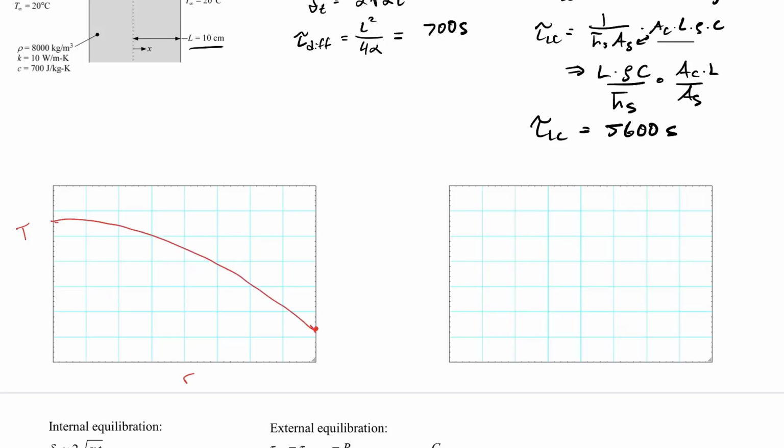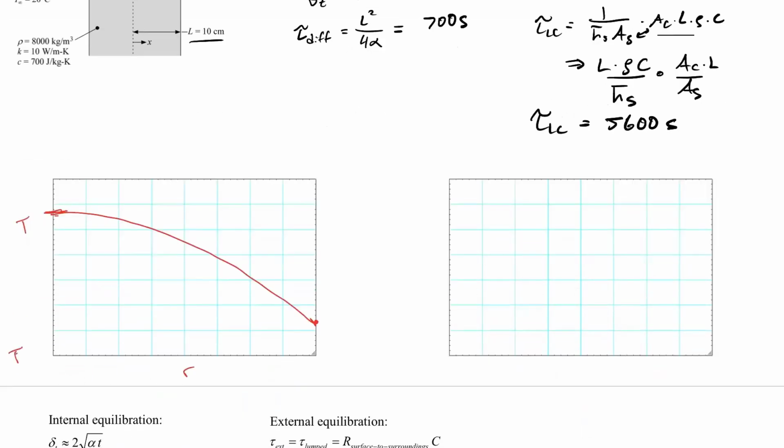Right? At the boundary here, we have an adiabatic condition, so that's a slope of 0. On the right-hand side, we have convection occurring. So over here, this is T, what do we call that? T infinity. So T infinity down here. We have a gap between our wall temperature, our surface temperature, and the surroundings temperature. So that's at time equals 0.